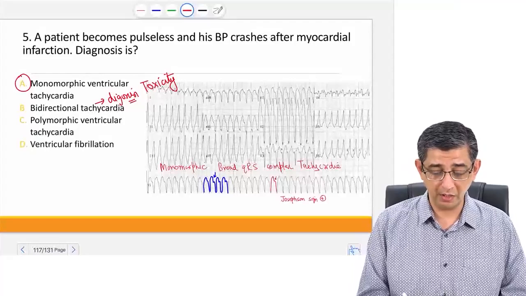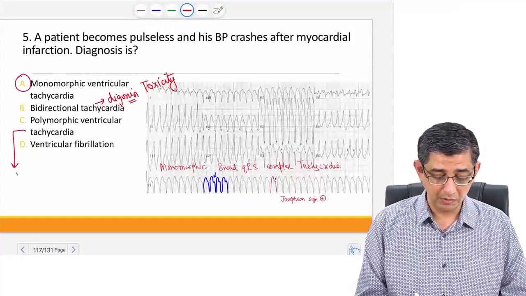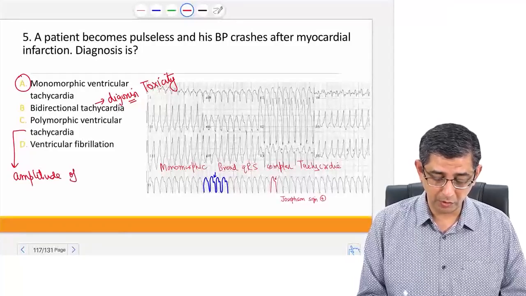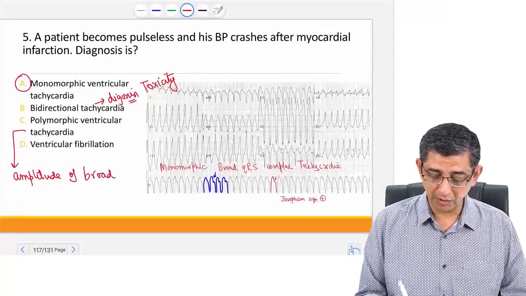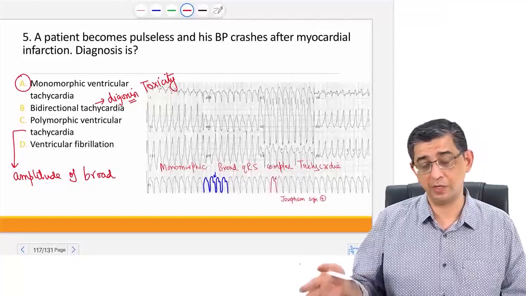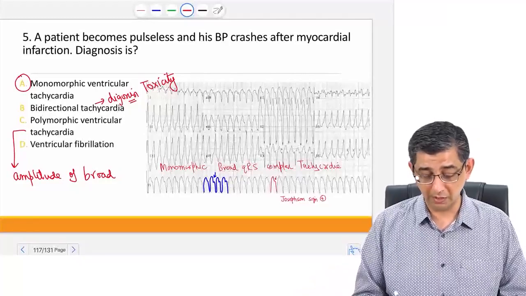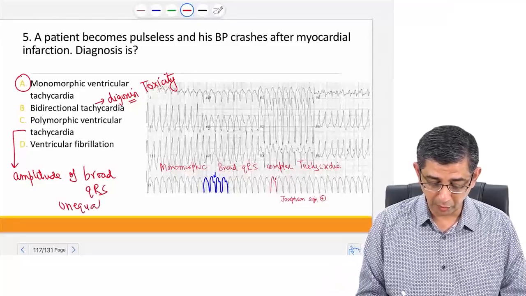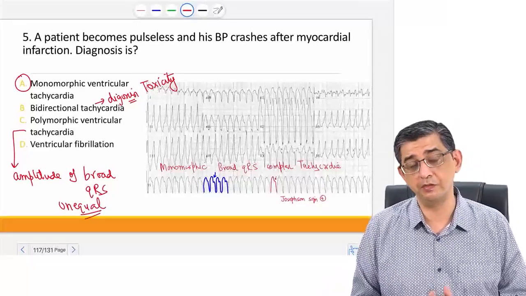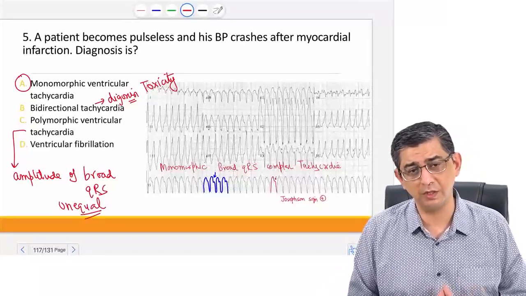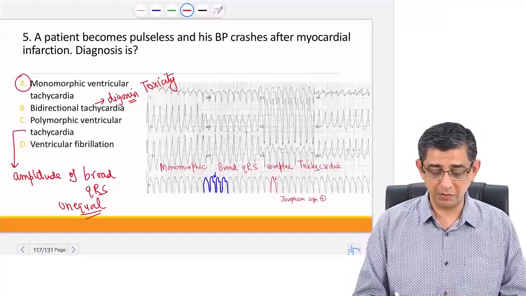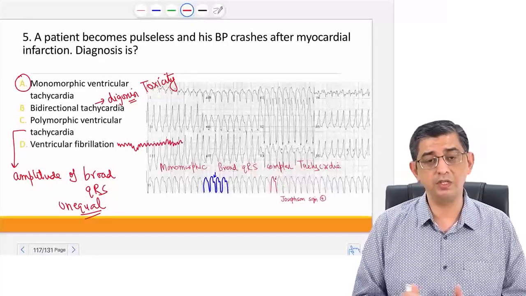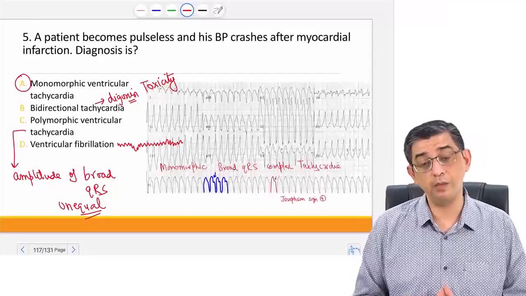Polymorphic ventricular tachycardia, how am I ruling it out? Because the amplitude of the broad QRS, I repeat the fact once again, is equal in each of these leads, irrespective of wherever you look. But when the amplitude of broad QRS is unequal, that's a feature of polymorphic ventricular tachycardia, which is treated with magnesium sulfate or a DC shock if required. And ventricular fibrillation is a piece of cake for you. I mean, you can rule it out immediately. That would just have this twitching and dancing around the baseline. It will not have this well-established waveform.